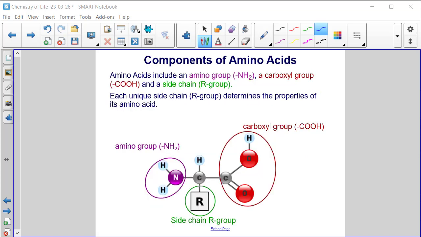Components of amino acids. Amino acids include an amino group, in purple here, NH2, a carboxyl group that you see circled in red here, that's carbon, double bonded to oxygen, and then single bonded to an OH group, and a side chain, or an R group, that you see circled in green here. Each unique side chain, or R group, determines the properties of its amino acid.